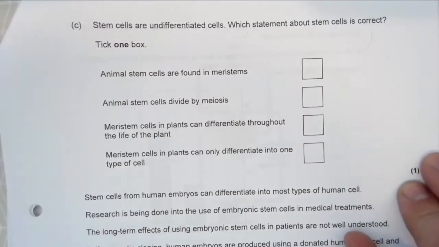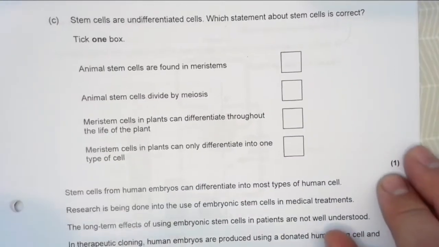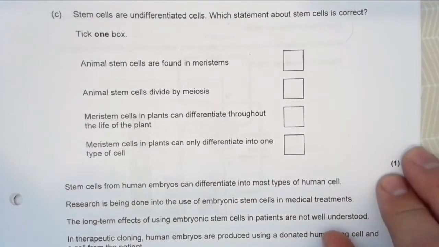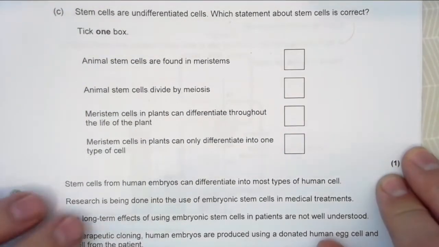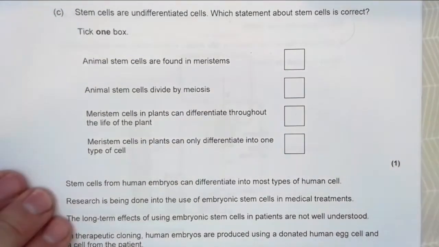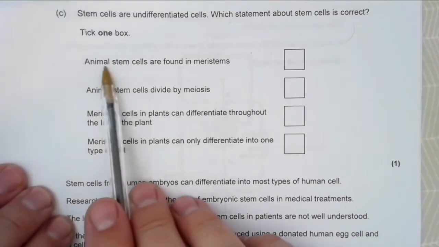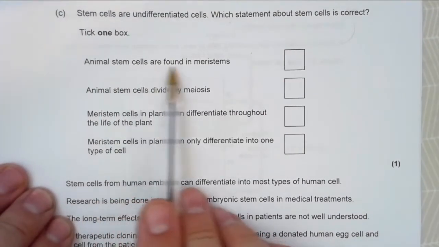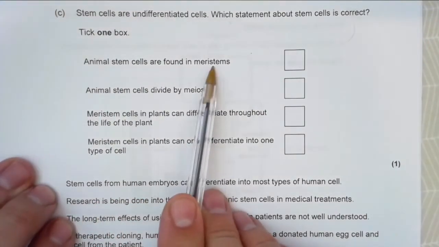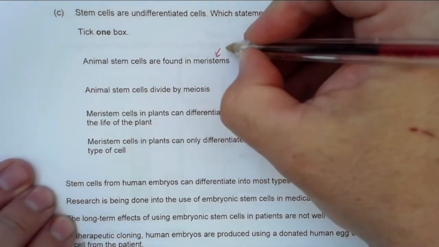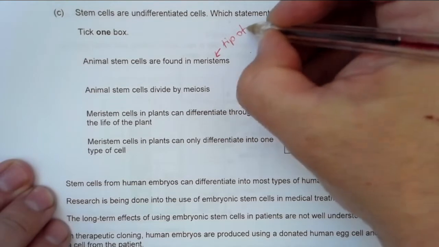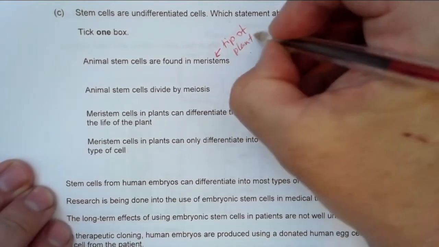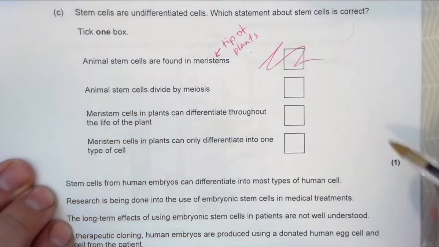On to a little bit about stem cells. So as it says in the question, stem cells are undifferentiated cells. This means they can become any other type of cell. If we have a look at these statements, we've got animal stem cells are found in meristems. Now, I know that meristems are the stem cells that are in the tips of plants. So I know that this one can't be correct.